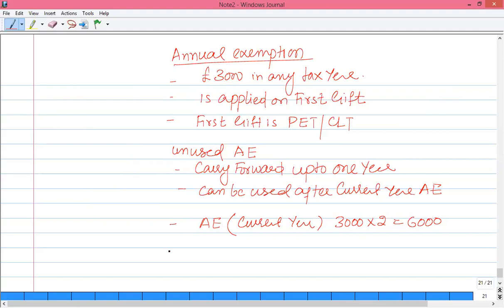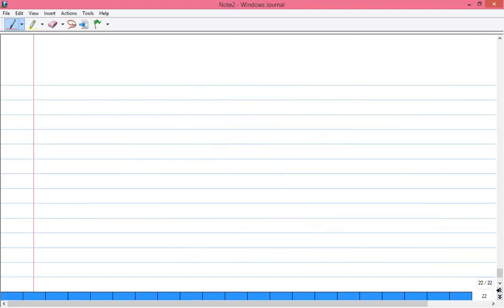When we apply exemption, then other exemption must be applied first. An annual exemption is to be applied at the end of all exemptions, because if it is unused, then it can be carried forward to the next year.